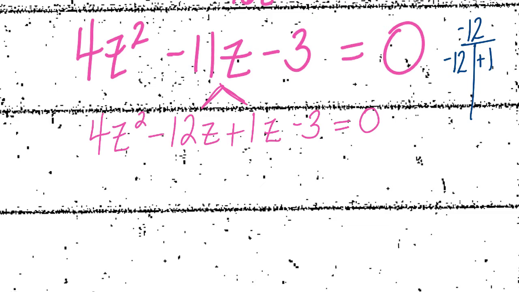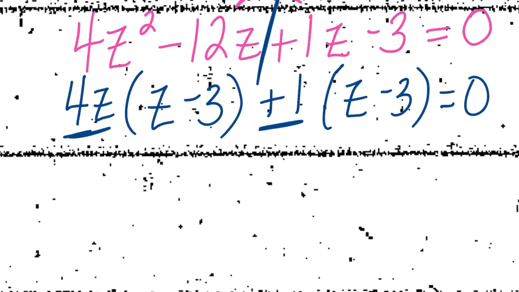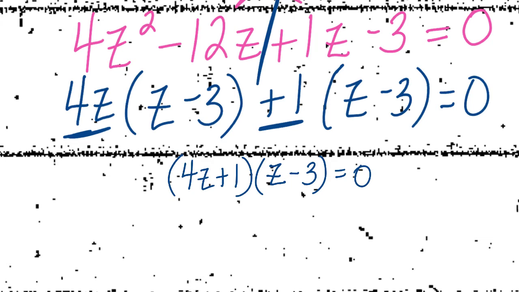Anytime I have 4 terms, I'm going to cut it in half. The first term I could take out a 4z, and I have z minus 3. I can take out a 1, and I have z minus 3. And when I combine these, the grouping or combination method, it looks like I have 4z plus 1 times z minus 3 is equal to 0. So we're going to set each of these equal to 0.